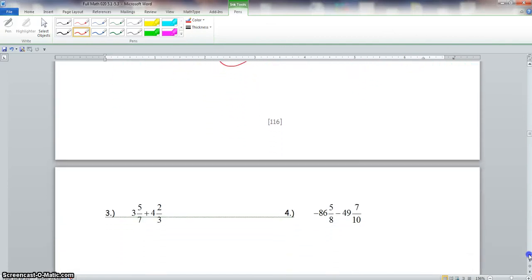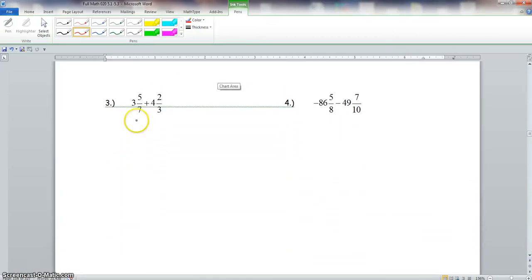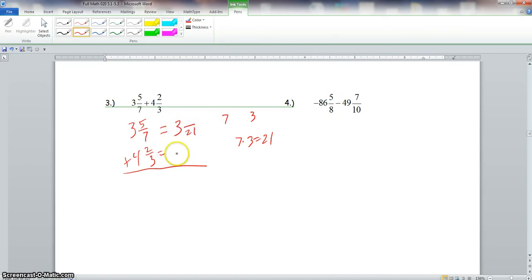Now we scroll on to the next page. Now again, we line this up vertically. We have 3 5/7 plus 4 2/3. Now, with our prime factorization of the 7 and the 3, both of those are prime. So we multiply them together, and our common denominator would be 21. So we would have here 3, and then the 21 for the denominator, 4, and the 21 for the denominator.